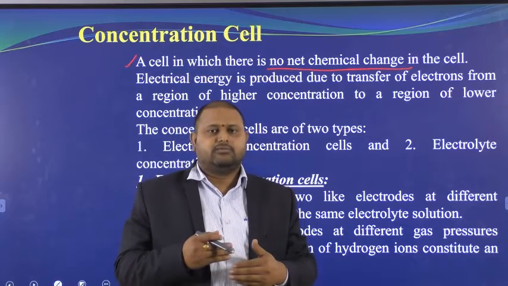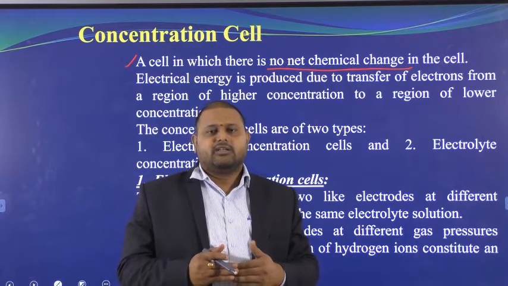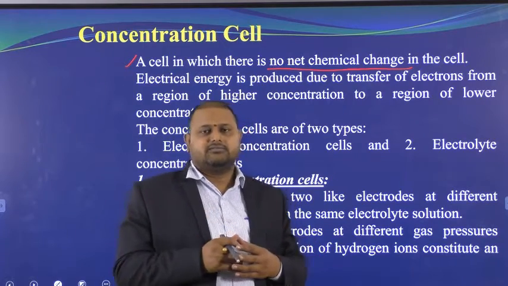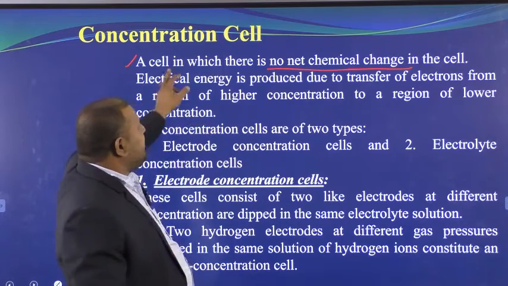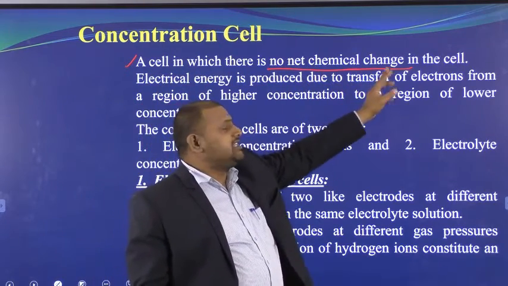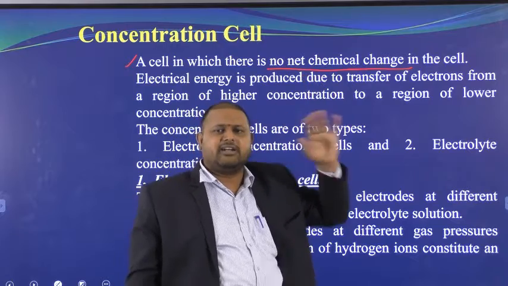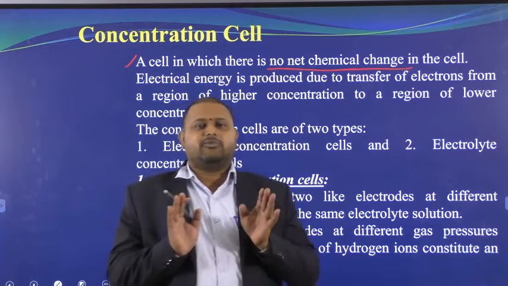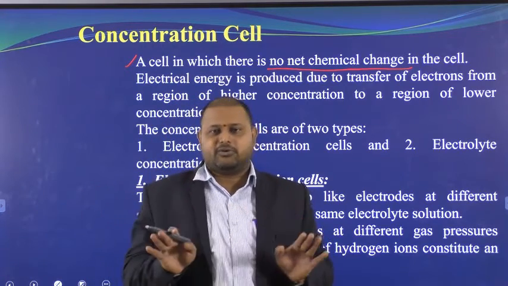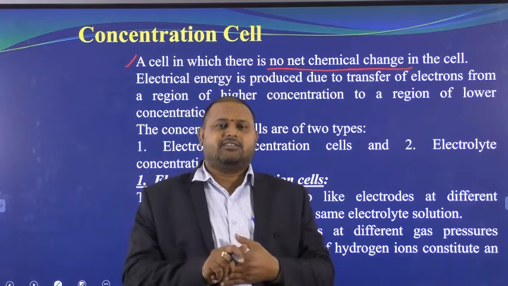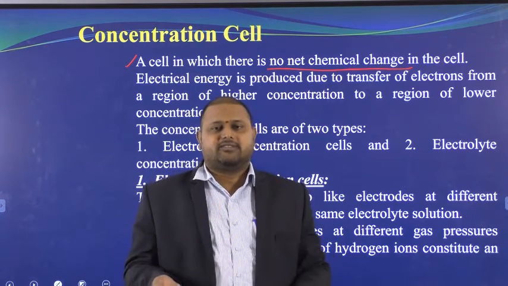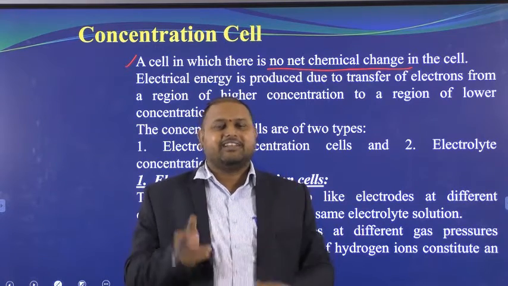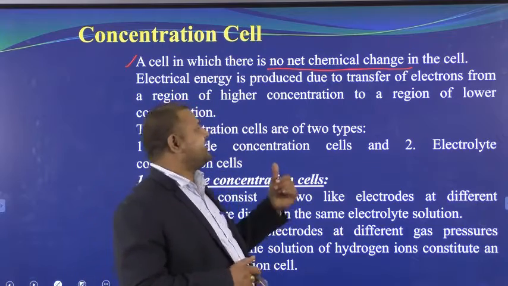This is a very important and new concept introduced to you, so you should follow carefully, and if you have any doubts, you can put them forward. A cell in which there is no net chemical change, but still you should get the current. That is what we plan. It is like saying we will not come to classes regularly, we will not study at home, but still we want the marks. Is it possible? In real life it is not possible, but in chemistry it is possible. So how it is possible, we will look here.